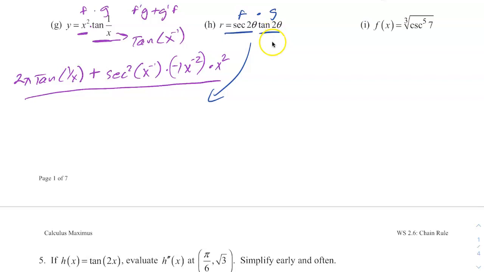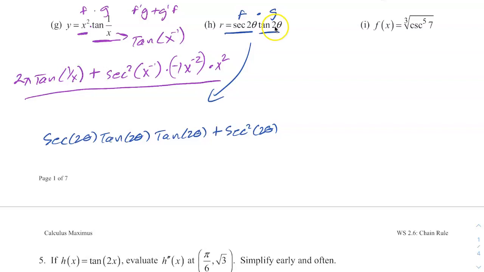There we go. So the derivative of the first one, derivative of secant is secant tangent. So we're going to get secant 2 theta tangent 2 theta. Right, that's the derivative of the first one. Gotta leave the second one alone. So times tan 2 theta plus derivative of the second one, derivative of tangent, it's just secant squared. So secant squared 2 theta. And actually I'm wrong. I messed up already.